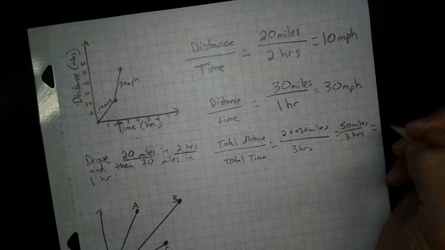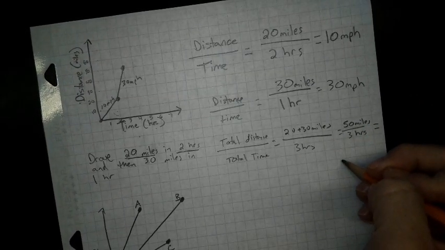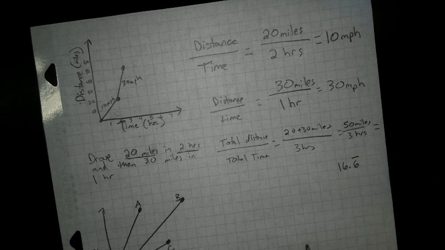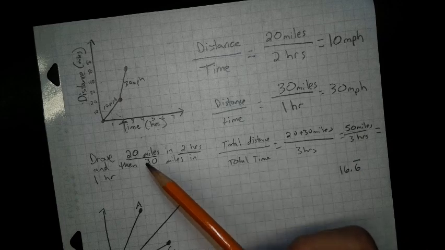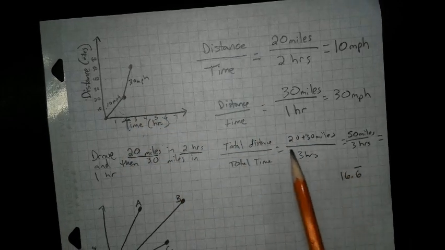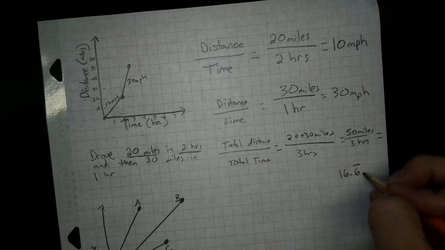50 divided by 3 is basically going to round up to 17. Sorry, this is kind of sloppy. I'm going to go down here with my equal sign. It ends up being 16.6 repeating. You're probably not ever going to get a question on a test that gives you some random speed like this, but in general, we just saw that this would be our average speed.